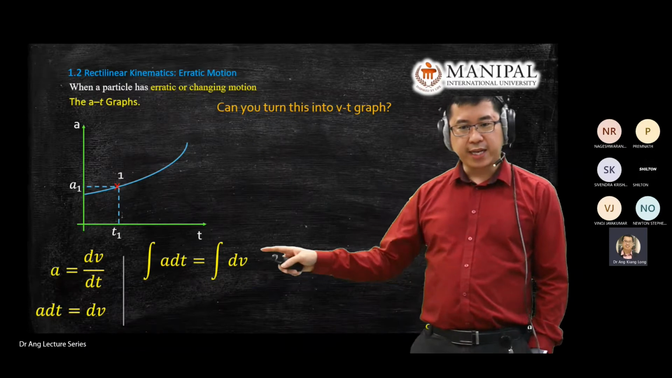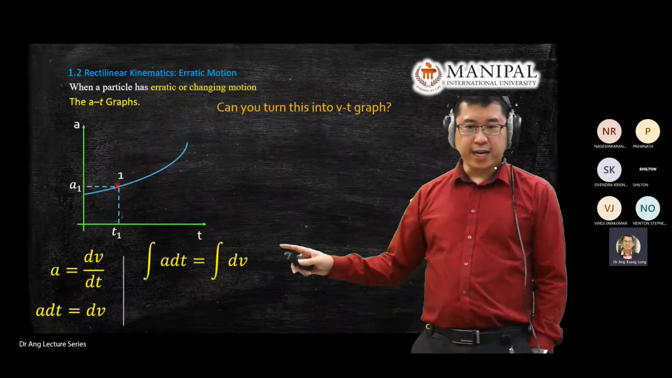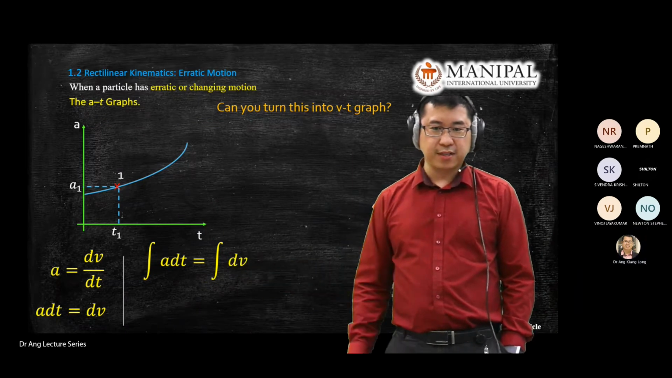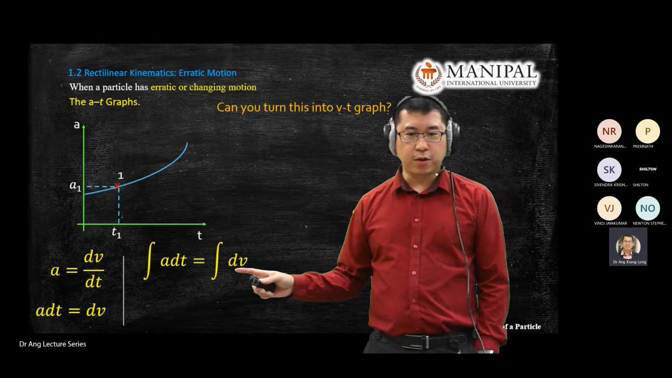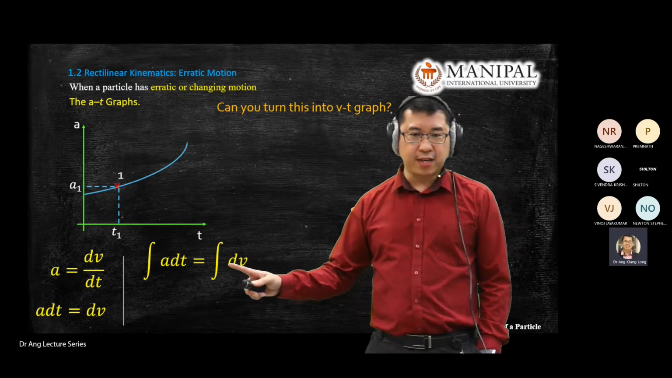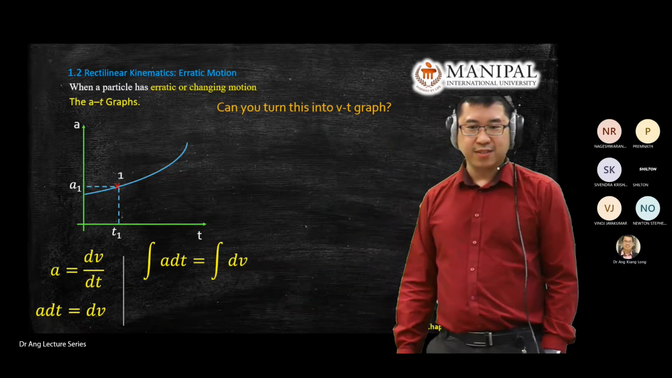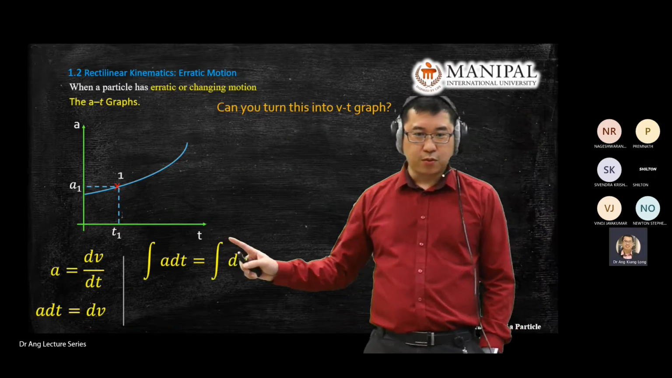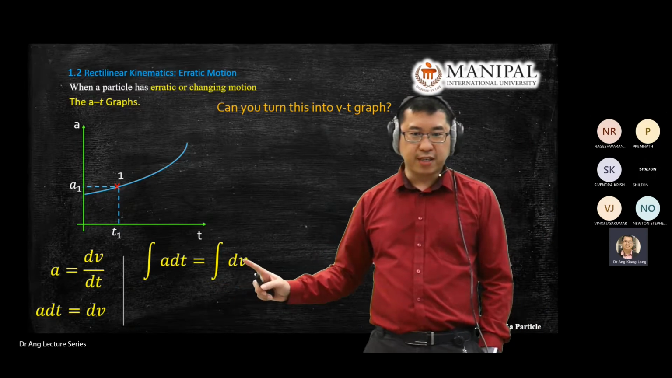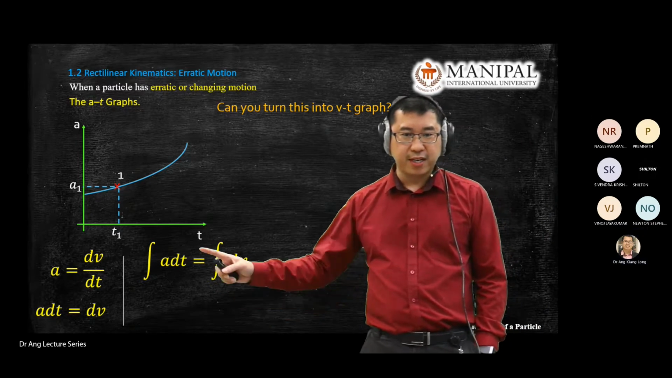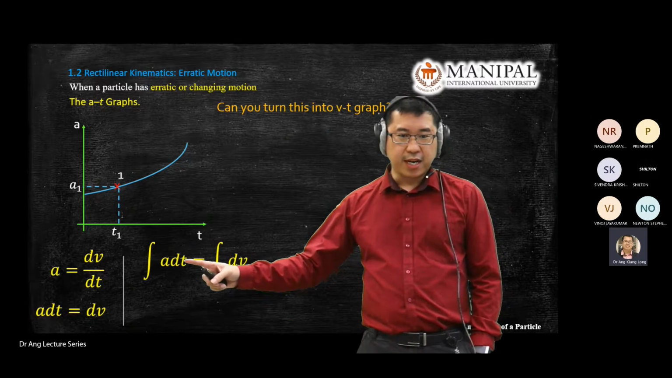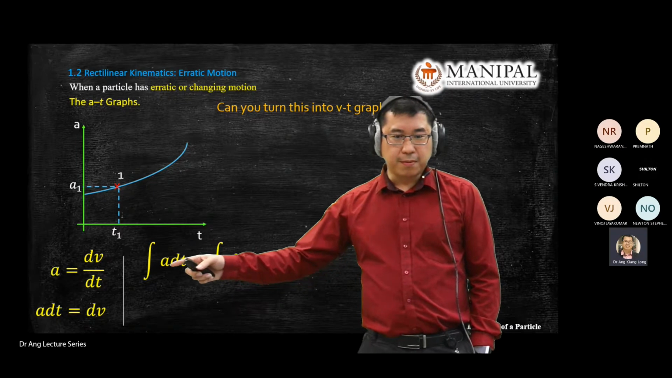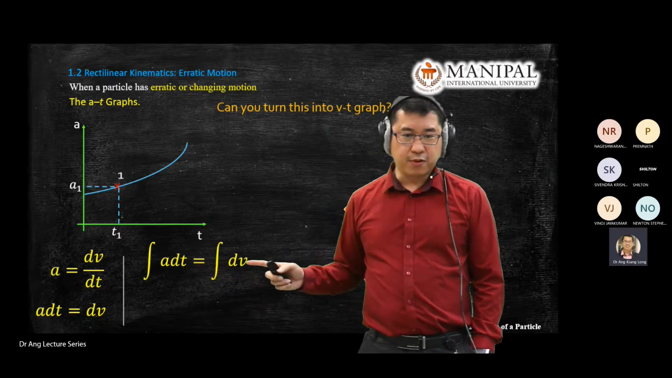So by looking at integration, you know that when you integrate 1, or let's say you go back to your mathematics class, you integrate 1 dx, what do you get? You get x, right? So when you integrate 1 dv, you get v on that side. On the other side, you integrate a times dt, you get the magnitude of the velocity.